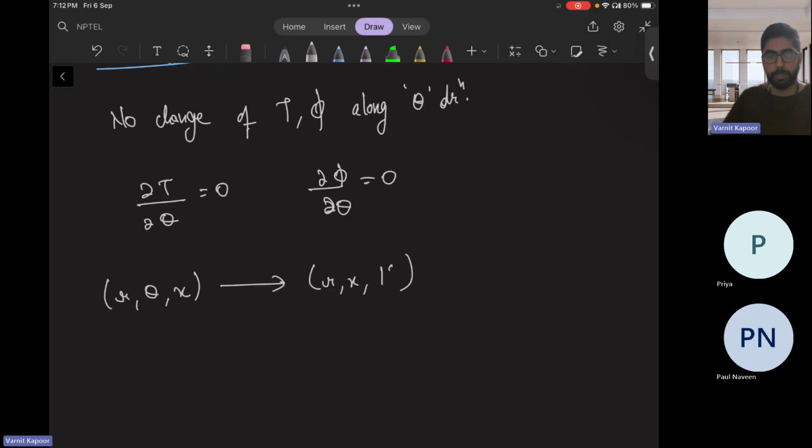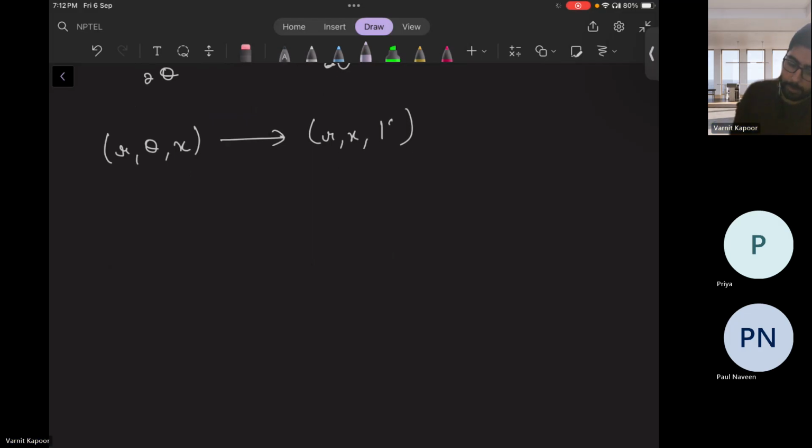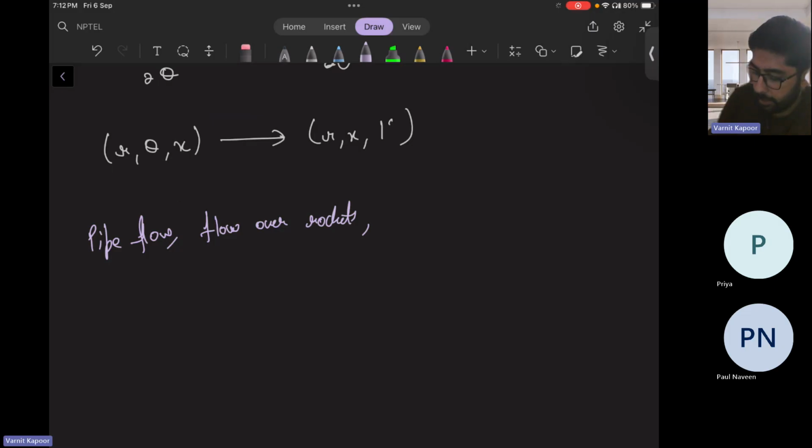I'll make the grid, then you will understand. So what kind of problems, axisymmetric problems are there? Like pipe flow, flow over rockets, diffusion in a cylinder. All these problems are axisymmetric. Like pipe flow, flow over rockets, or diffusion in a cylinder, the case which you will deal with.